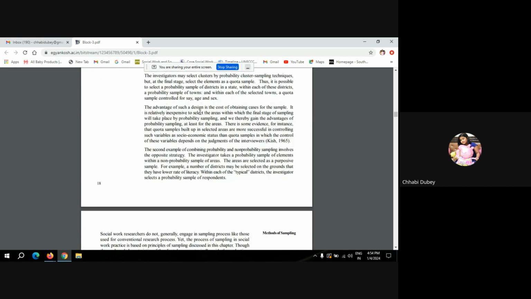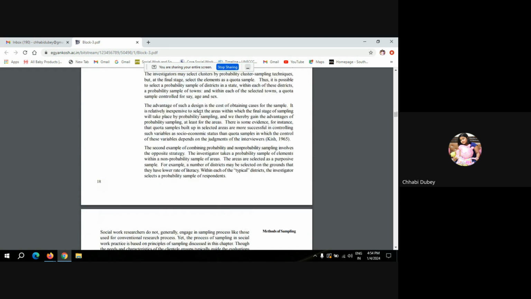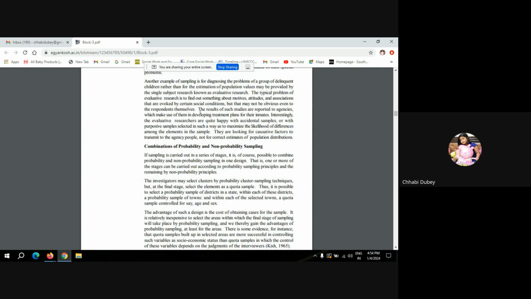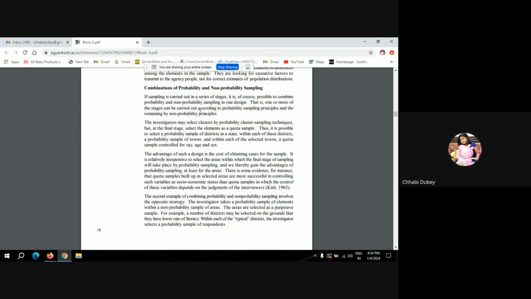Generally, when we are talking about social work research, many times we may combine probability and non-probability sampling in the research process, especially if it is carried out in a series of stages. So we may require probability sampling principles in some stages and non-probability sampling principles in other stages. It will depend on our field of investigation and also the objective of the study.